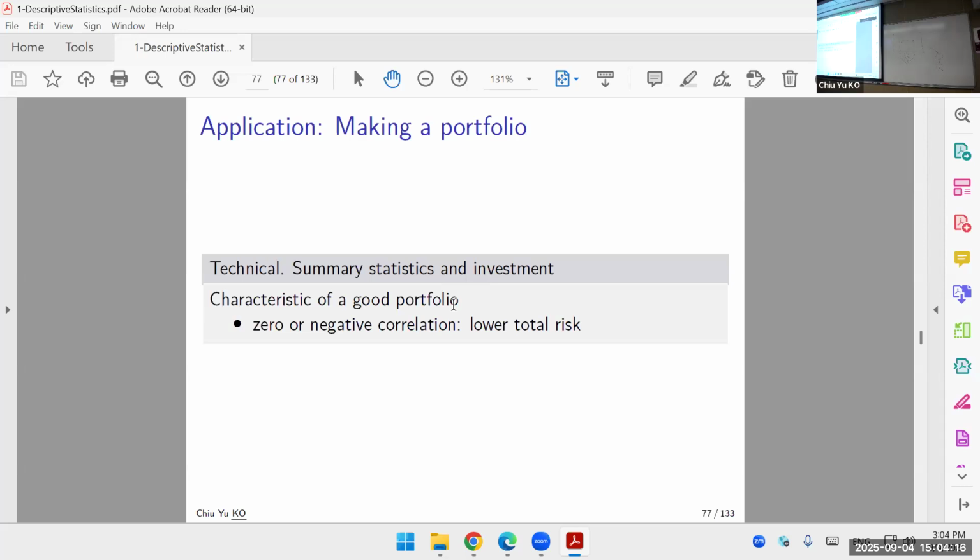So that's why investment people try to look for investment opportunities that are negatively correlated with the standard stock market. That's why they invest in gold, invest in Bitcoin, because they believe they'll be unrelated to the US stock market. But I don't want to talk about investment too much because it's not an investment class anyway.